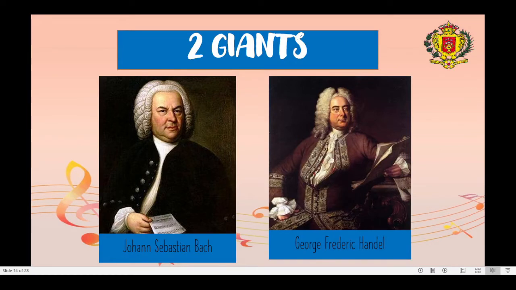So here are the two giants. If you will be reading the name, that is Johann Sebastian Bach, and the other one, George Frideric Handel. If you are familiar with Johann Sebastian Bach, mostly the Minuet, it was created by Bach. But I'm not saying that he is the only one who created Minuet. There are still other famous composers who composed Minuet as well.